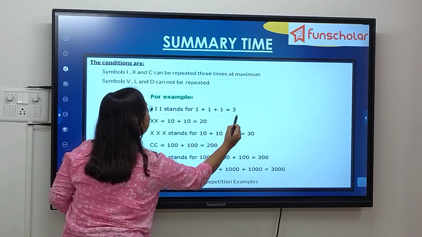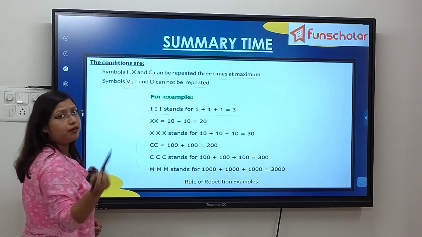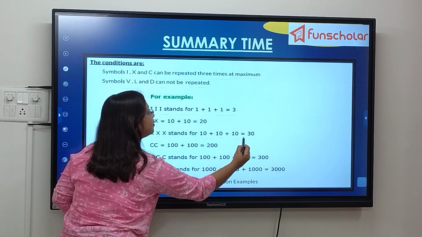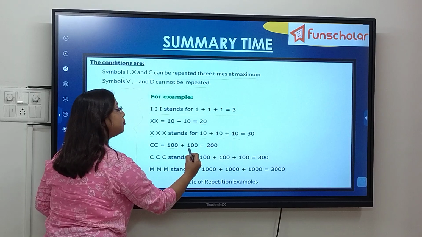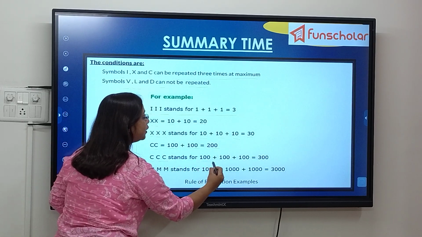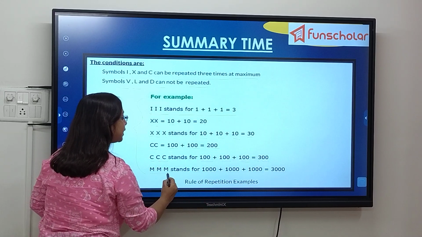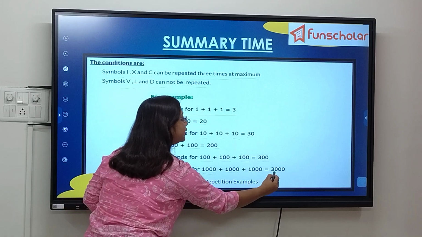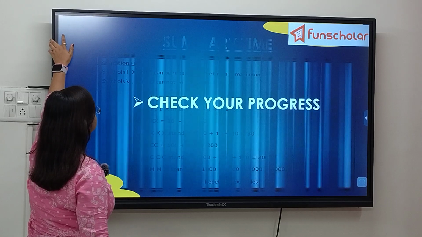This one stands for 3. This one is 10 plus 10, 20. We have already learned it. 3 times X means 10 plus 10 plus 10, that means 30. Now C, that means 100 plus 100, that is 200. Now 3 times C stands for 100 plus 100 plus 100, that is 300. And 3 times M stands for 1000 plus 1000 plus 1000, that is 3000. That is the repetition rules.